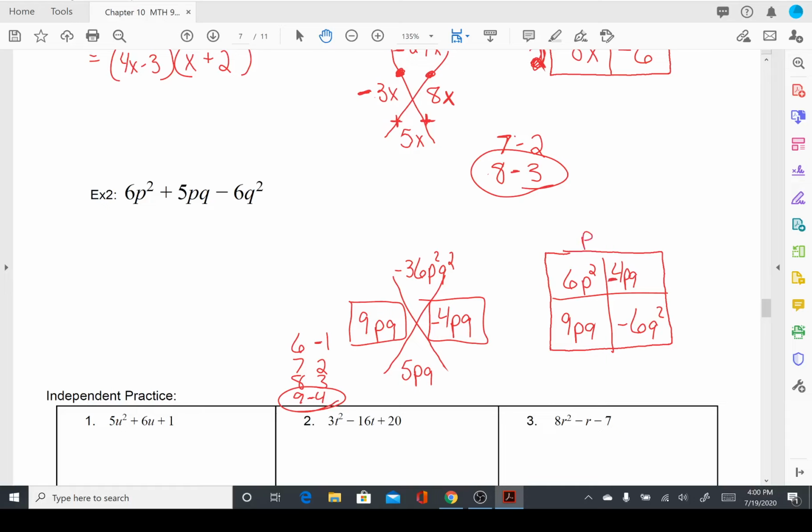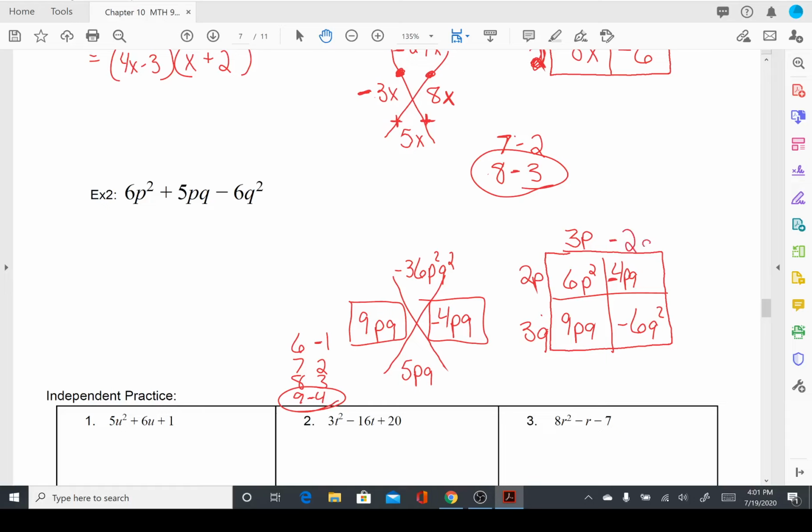So I know I have a p and a p for my 6p squared. And what is the common factor between 6 and 9? Looks like that's a 3. I need to make a 6, so 2. Need to make a 9, so 3. Oh, and I forgot about my q, so 3q. Right, and then this would be 2 times what makes negative 4, negative 2.